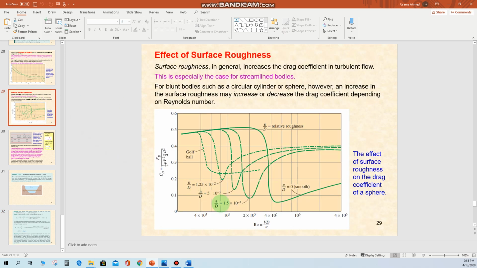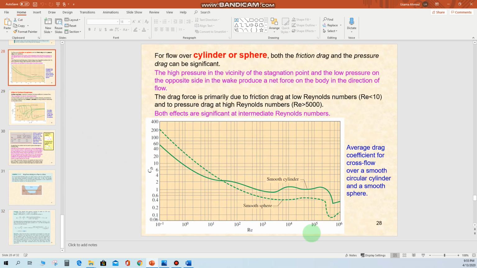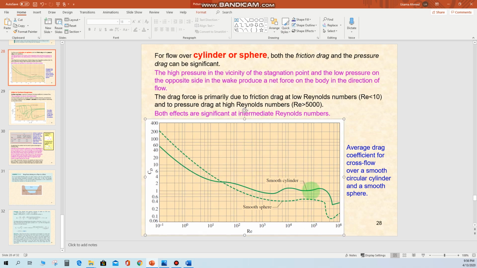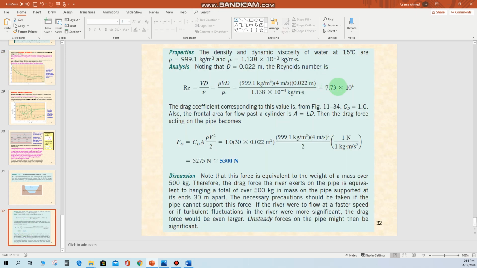So if you go back to this graph here, 7 multiplied by 10 raised to power 4, so this one: 0, 2, 4, 6, 7. It lies somewhere here. This is the point where you will get the value of the drag coefficient, which comes out to be 1 for this particular example. So the drag coefficient we estimated here is 1.0.